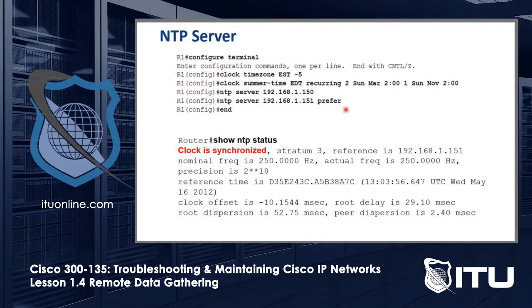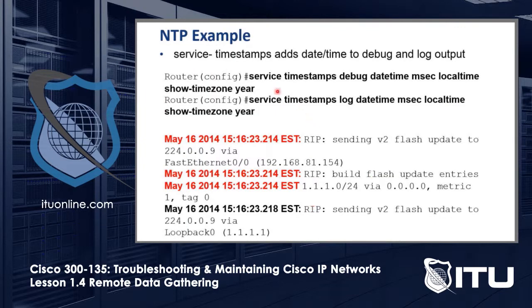And once we've set this, we can show NTP status, and assuming that we could reach this NTP server, we can see the clock is synchronized. And we can get information. We synchronized it from this thing, and we can see the clock skew, basically. So here would be an example.